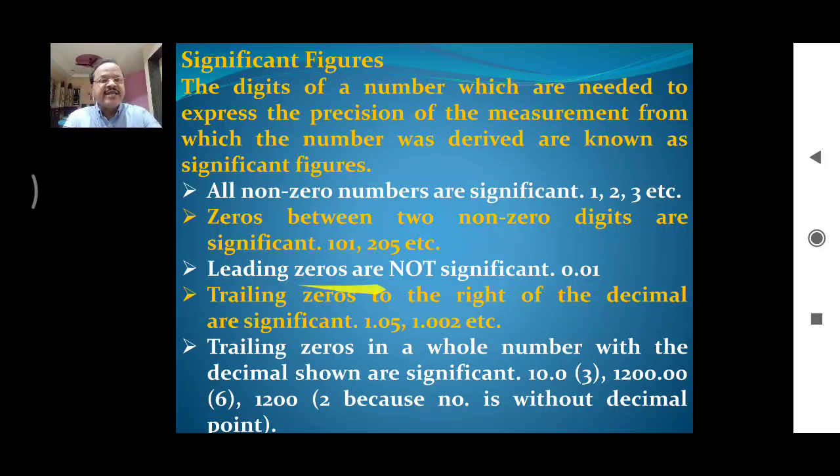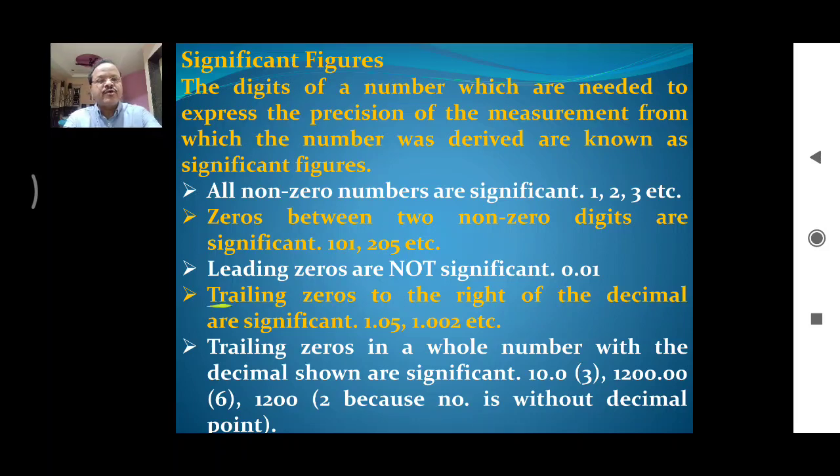Third case, leading zeros are not significant. For example, 0.01. Both of these zeros are not significant. Here only one digit is a significant digit.